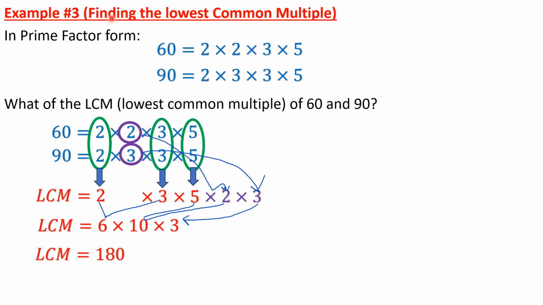And then we go down and say LCM equals 2 times 3 times, and we put the 2 times 3 in the back because they're the same. And 2 times 3 equals 6, 5 times 2 equals 10, and we leave the 3 because there's not a number to times it by. Then we times 6 times 10 times 3, and that equals 180.